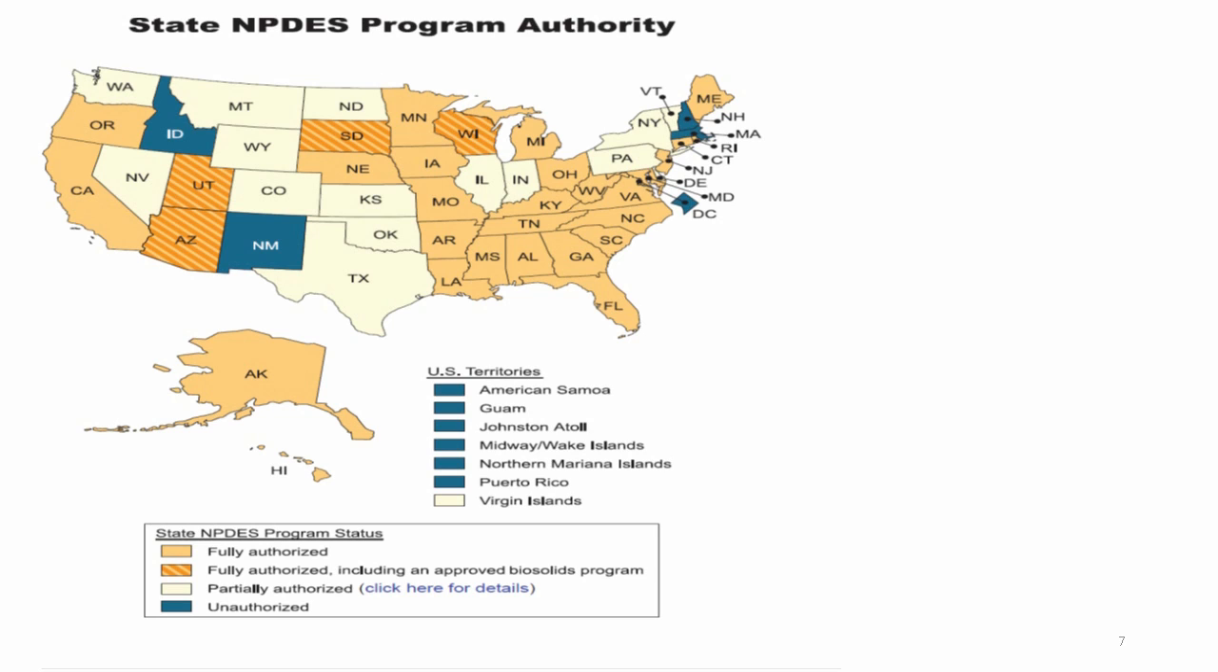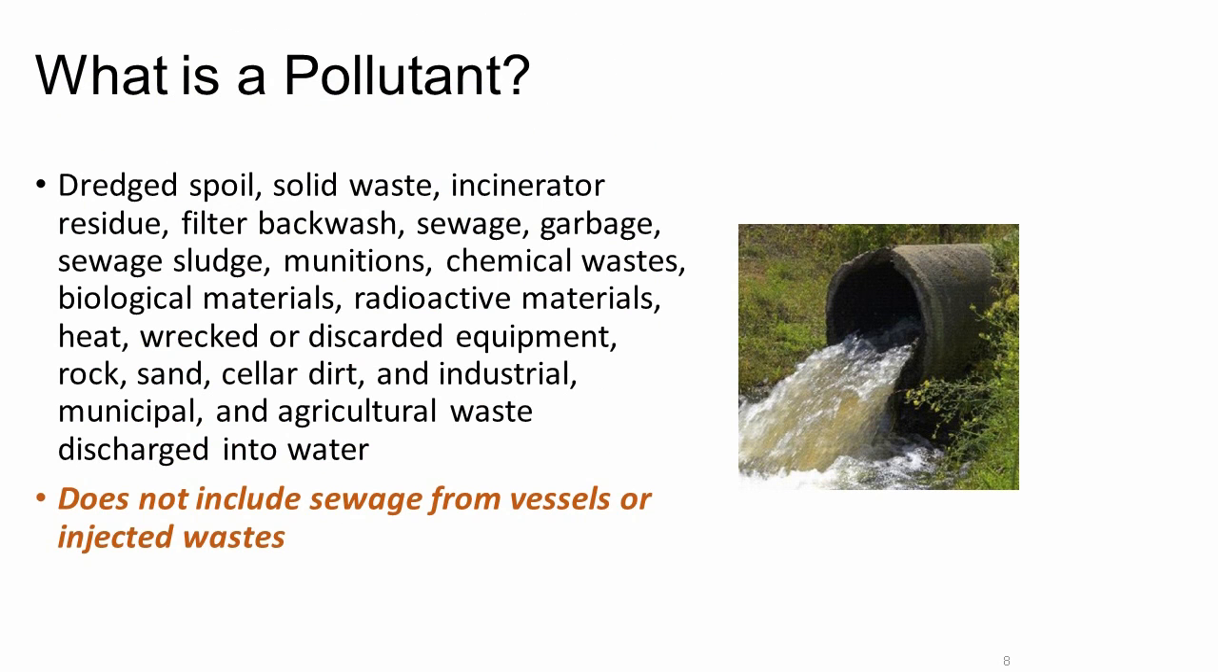So, as I mentioned, the 402 program is focused on the discharge of pollutants by point sources into waters of the U.S. So one of the questions that comes up is, what is a pollutant? This slide is just the Clean Water Act definition of pollutant. This is not in its entirety. It's very exciting as it stands right there.